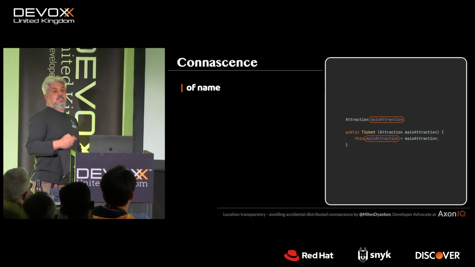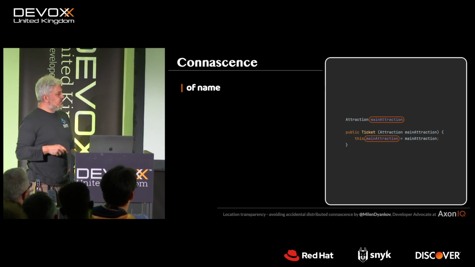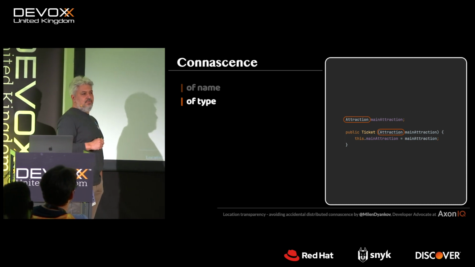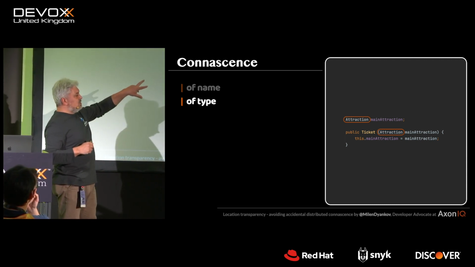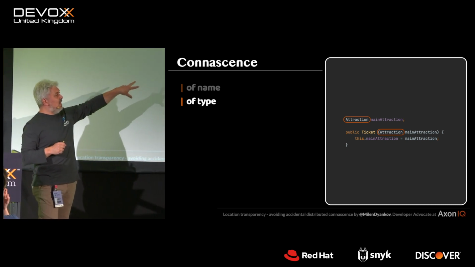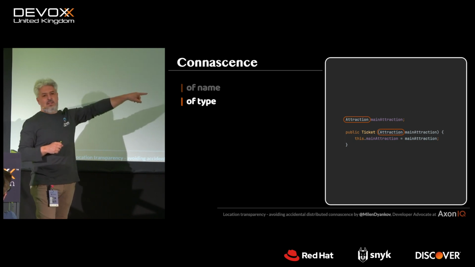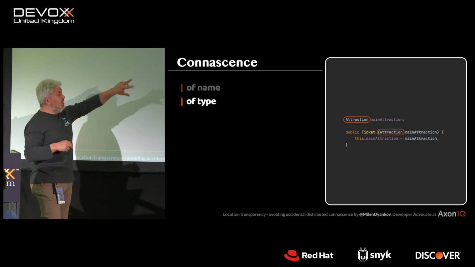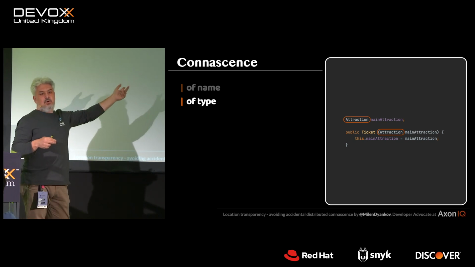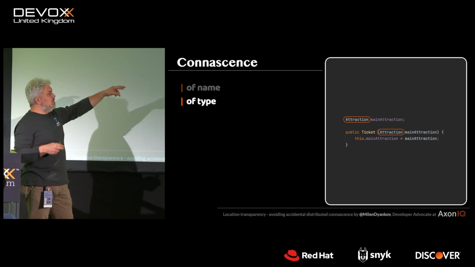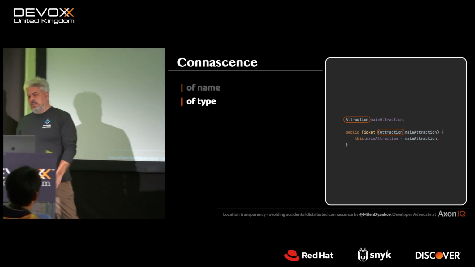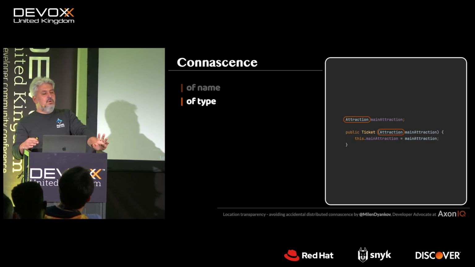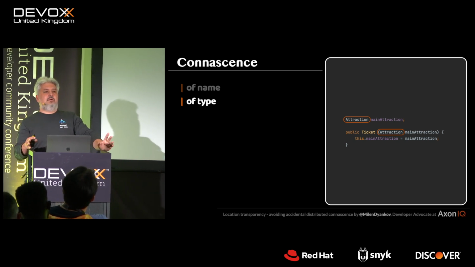There is another connascence in that code. Can you see it? It's a connascence of type. Now, you must maintain the same type of the field and the argument. Right? If you decide to change the type of any of those, then the code stops working. So there is a connascence. So there are the two types of connascences that we deal with all the time and we never care about.